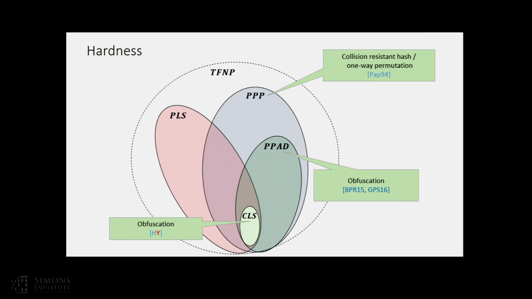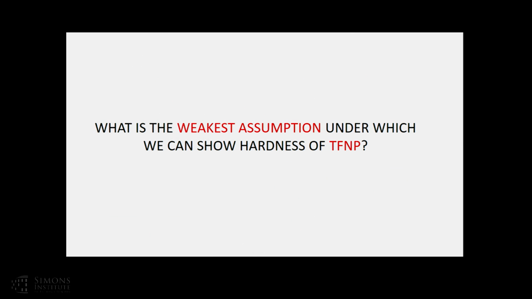Okay, so we have these results, but you can ask, and Papadimitriou talked about it a bit, can I show that TFNP is hard under the assumption that P is different than NP? Or what else can I show here? And this leads us to the general question: what is the weakest assumption under which we can show hardness of some problem in TFNP?